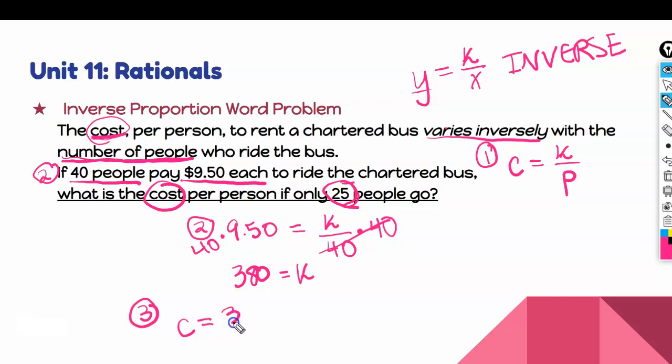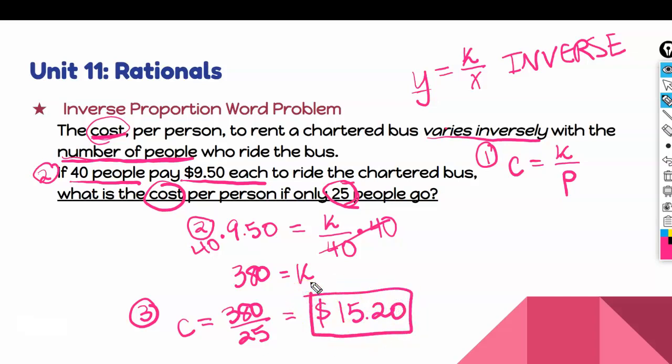But I know that k is 380. I know that p is 25. And so I use a calculator. 380 divided by 25 is 15.2. So the cost per person is $15.20. Word problem. Yay.